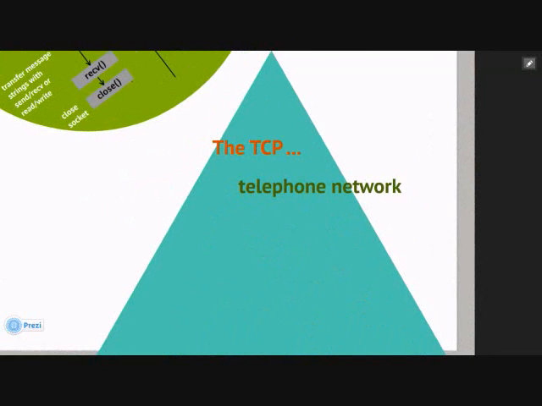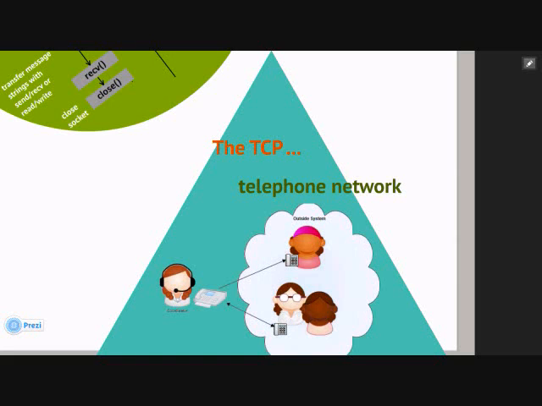Comparing TCP and UDP is like comparing the postal service with the telephone network. TCP corresponds to a telephone call. The calling party must set up a connection, which is accepted by the person called, before information can be passed. During the call, all the information sent is received in the same order in which it was sent.